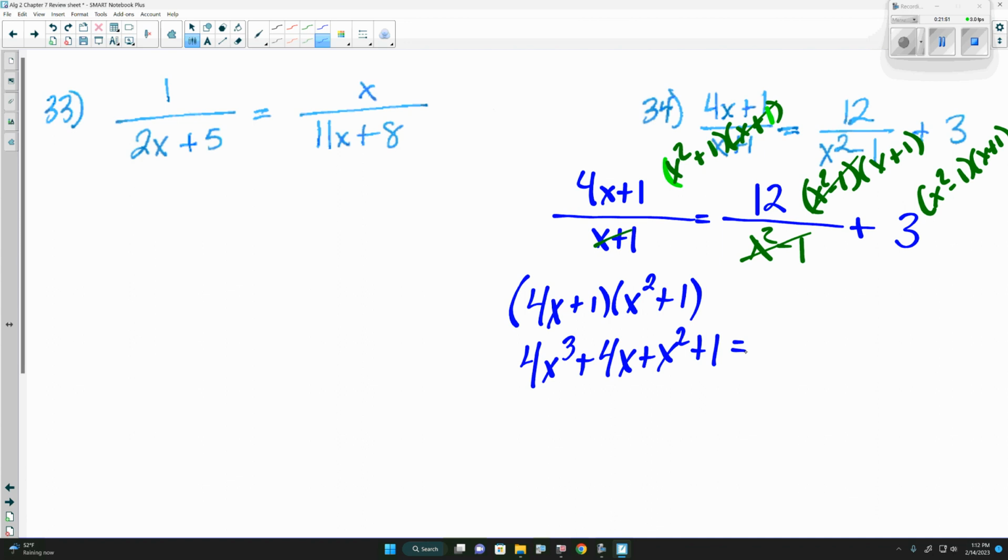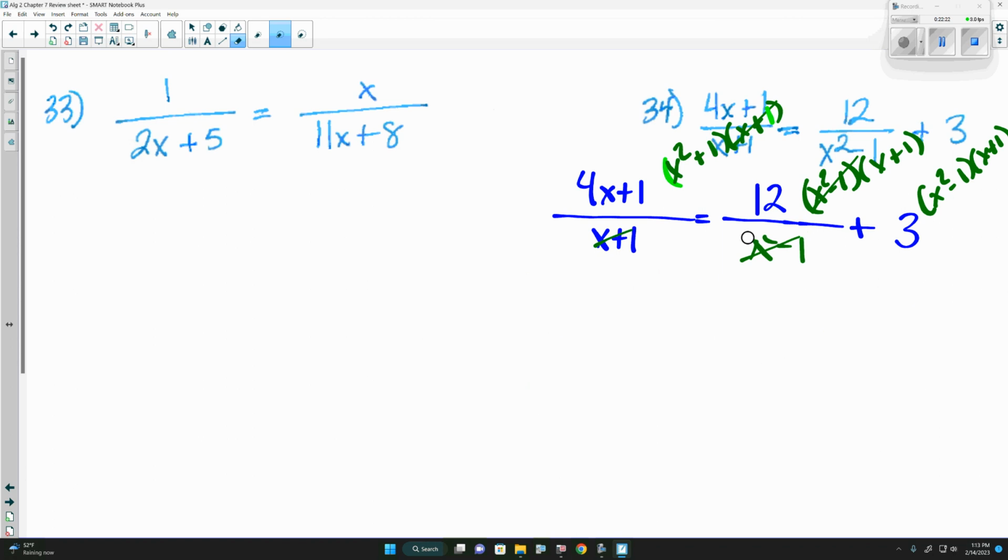Because we're dealing with a cubic here, we're going to have 12x plus 12 plus 3 times x cubed plus x squared minus x minus 1. So we're dealing with a lot of bigger powers, and that is not going to be helpful. We will end up getting the correct answer, but we're having to deal with cubics. I'm going to erase all of this.